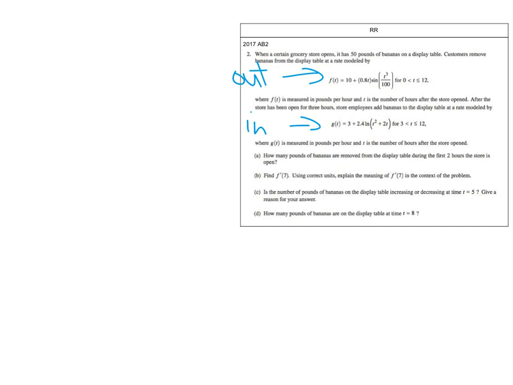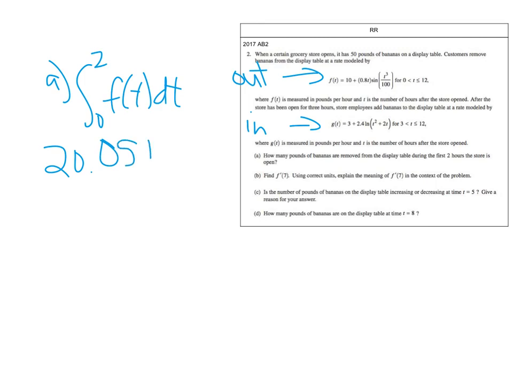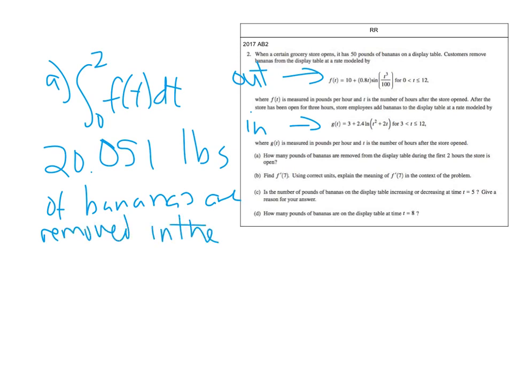How many pounds of bananas are removed in the first 2 hours? So that means I want to take the rate out and integrate from 0 to 2, f of t dt. Now that's just a calculator thing, so I would put that into my calculator, like y1 or whatever, and I would push buttons. And when I get that done, I get 20.051 pounds of bananas are removed in the first 2 hours.